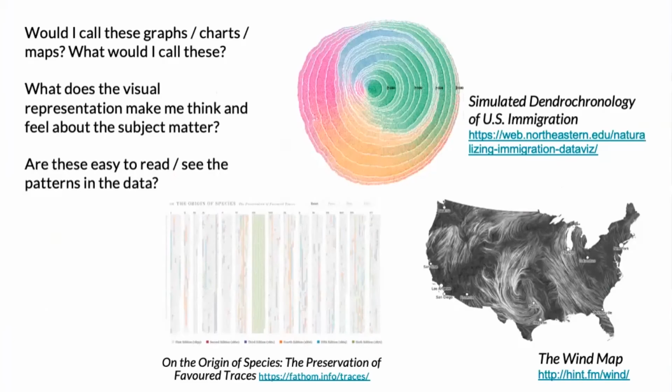These are some more unusual ones I think it would be interesting if you have a look at. You can have a look at one or two or all three of those, it doesn't matter. Have a look at these, and then these are just some questions to think about. What would you call these graphs or charts or maps? Is that what you would call them, or would you call them something else? What does the visual representation make you think or feel about the subject matter? Are these easy to read? Are they easy to see patterns in the data?